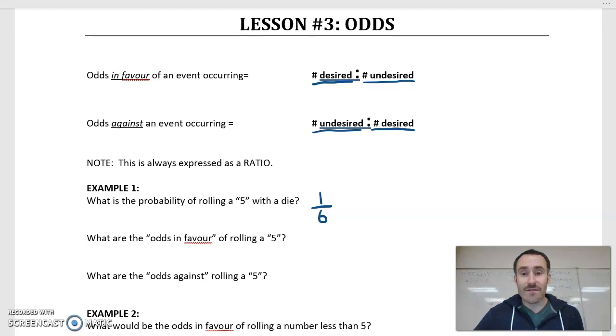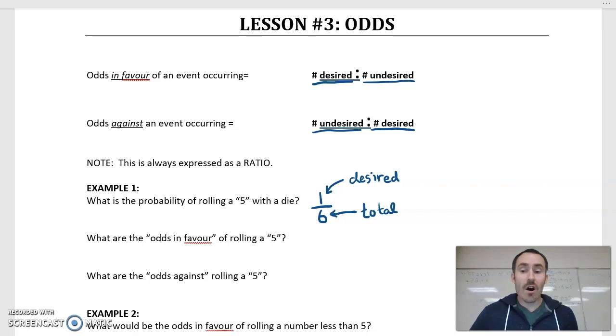What are the odds in favor of rolling a 5? Okay, so now let's label this carefully here. This 1 here, this is the desired outcome. That's what we want. We want to roll a 5. This 6 is the total number of outcomes. And if we want the odds in favor, that's this piece up here, we need to know how many outcomes are the desired outcomes. And in our case, that's 1.